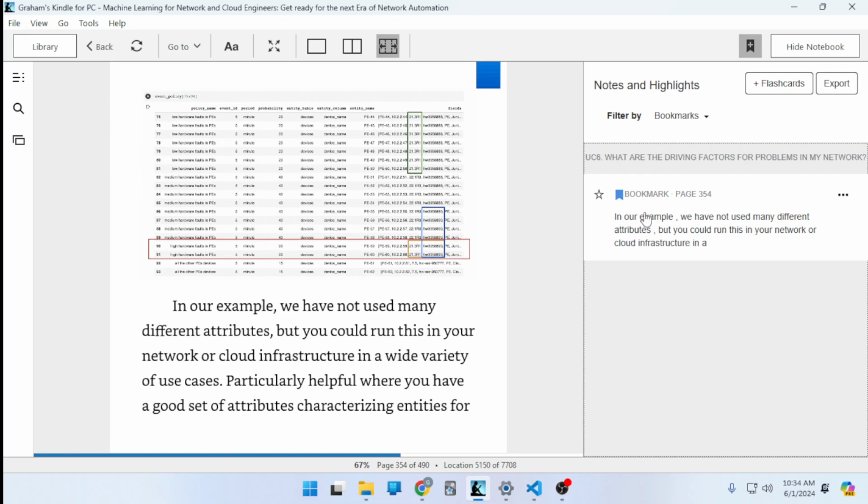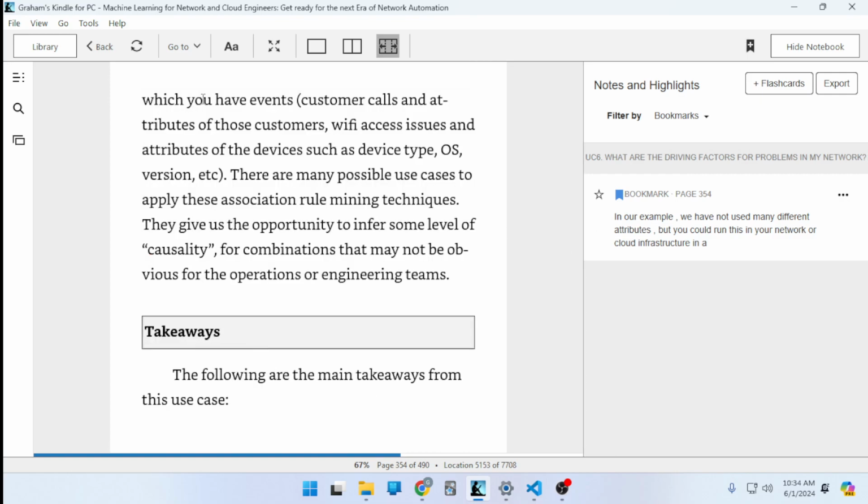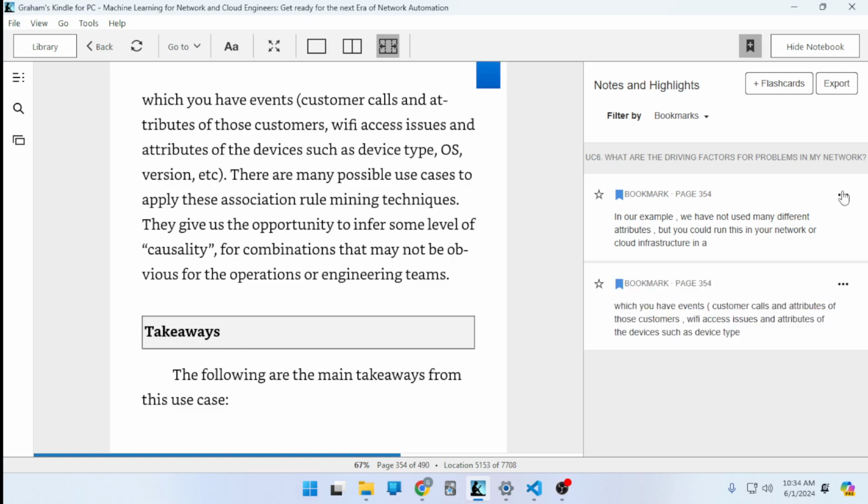Particularly helpful where you have a good set of attributes characterizing entities for which you have events: customer calls, attributes of those customers, Wi-Fi access issues, and attributes of the devices such as device type, OS version, etc. There are many possible use cases to apply these association rule mining techniques. They give us the opportunity to infer some level of causality for combinations that may not be obvious for the operations or engineering teams. So this is great.